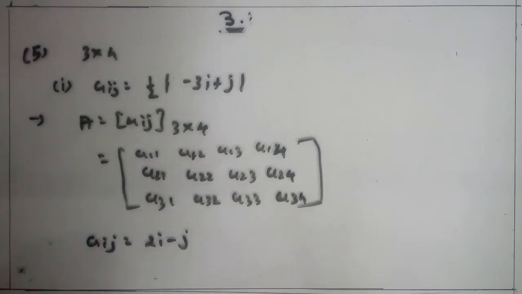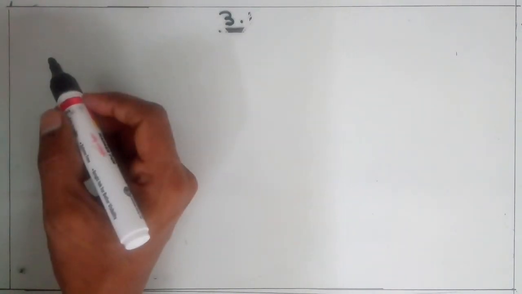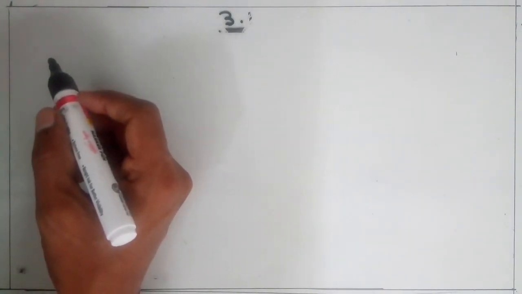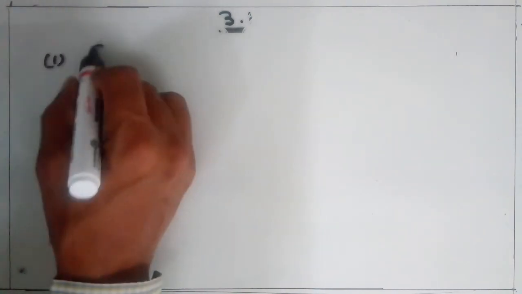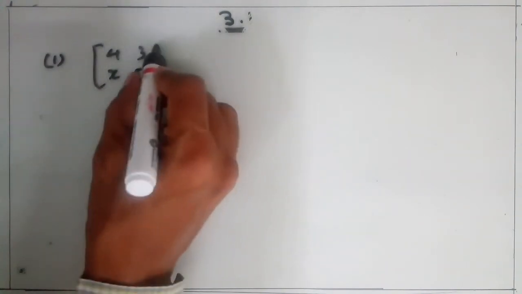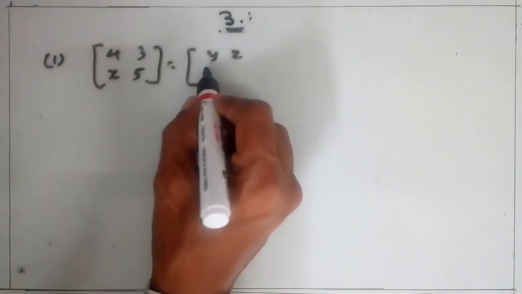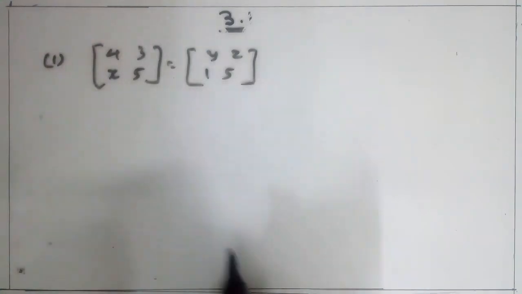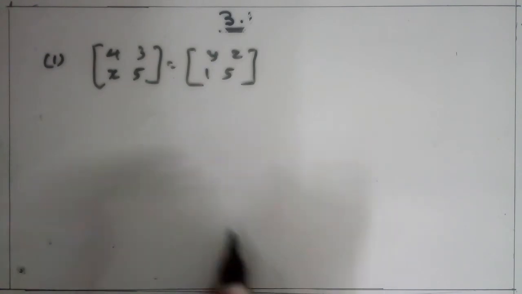Now here we discuss the next question. Find the value of x, y and z if the two matrices 4, 3, x, 5 and y, z, 1, 5 are equal. We know that if two matrices are equal, then corresponding entries of both matrices are also equal.